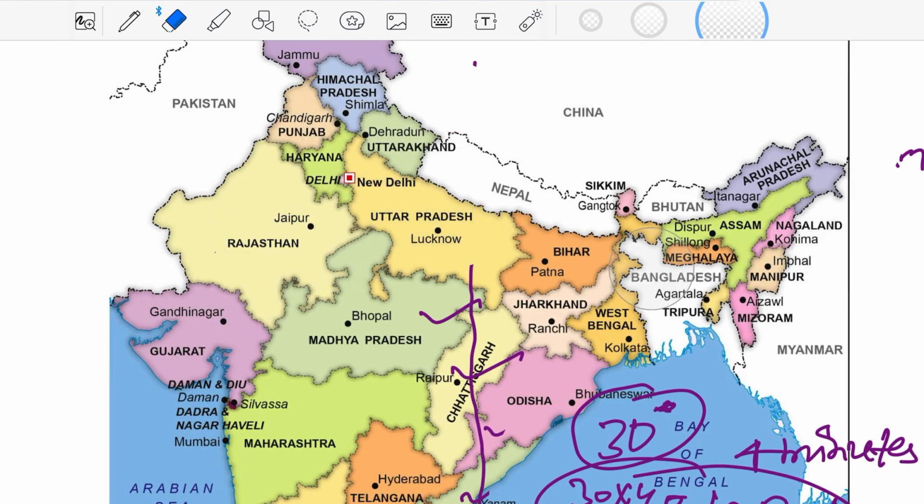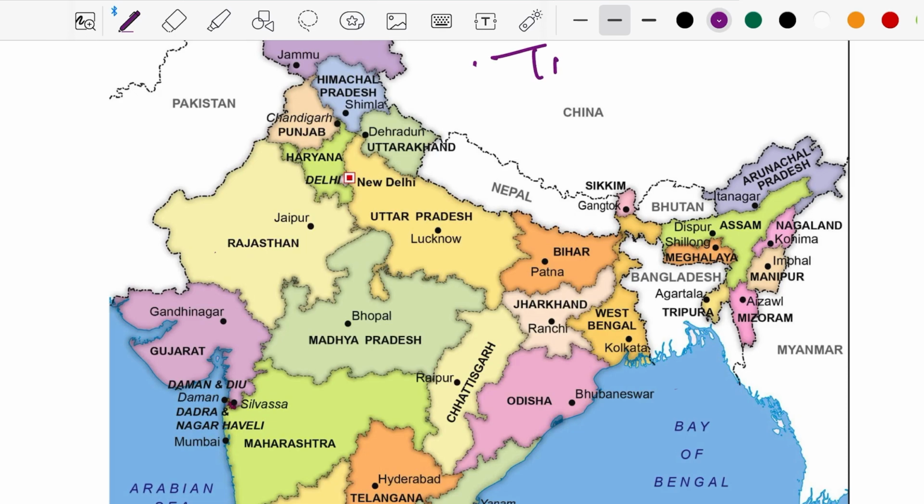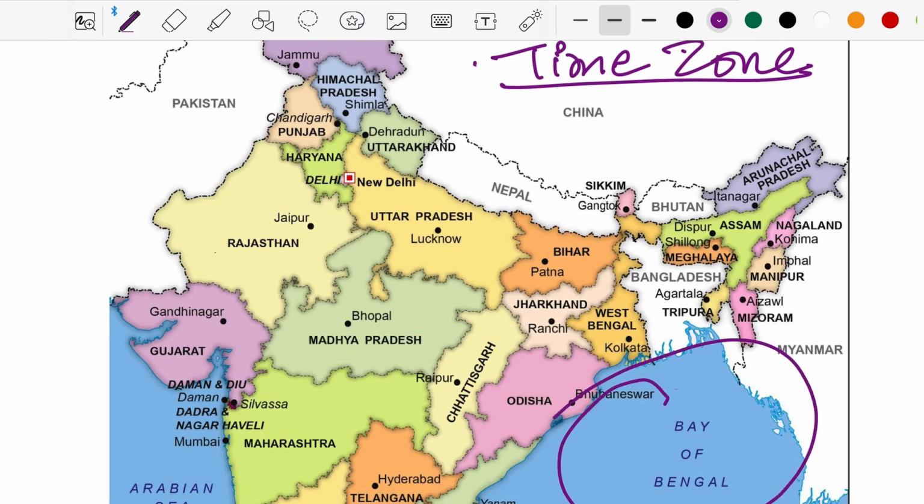Yes, we'll finish it, the time zones. Sometimes questions are asked on time zones, so it is very important to understand them. Okay, so if you see, this is the globe. On the entire globe, or circle, we have divided the globe into 24 time zones. So how many time zones are there in total? 24 time zones.